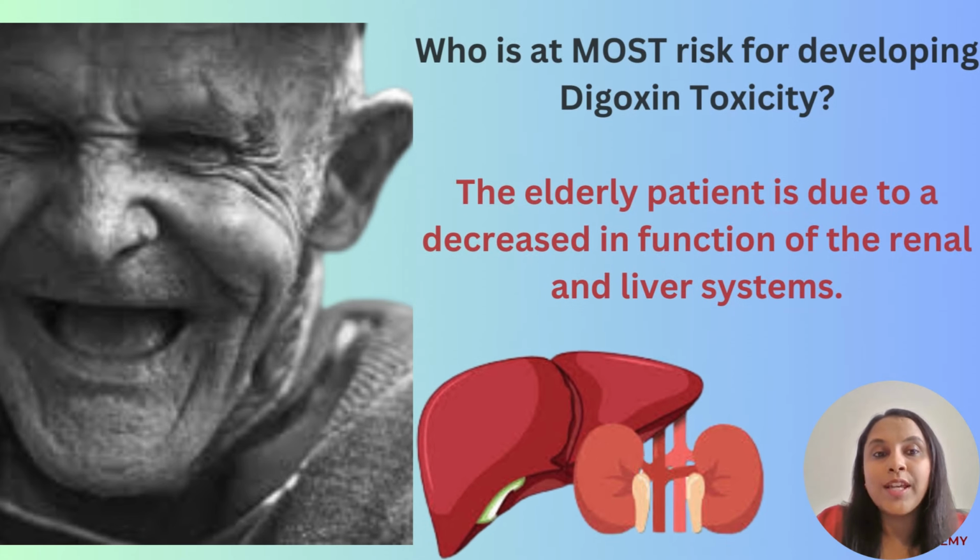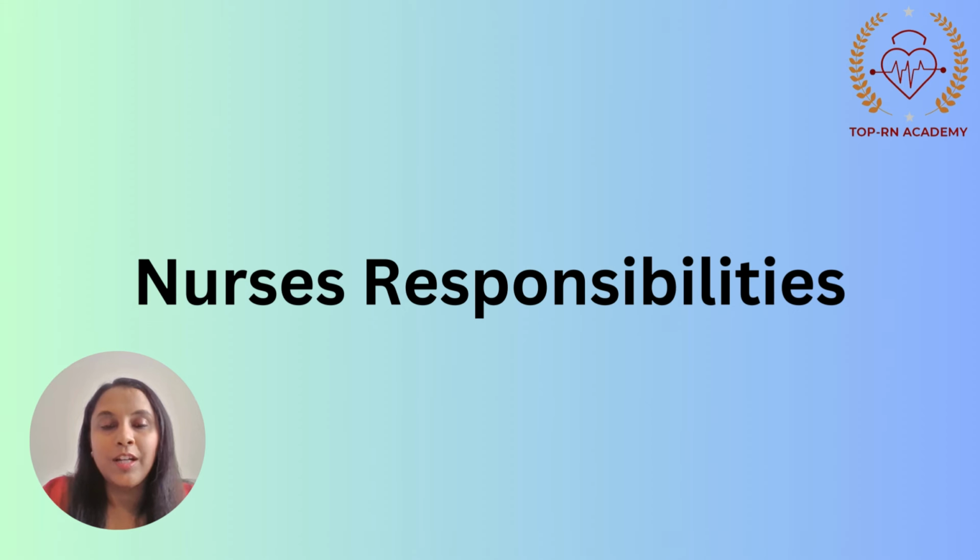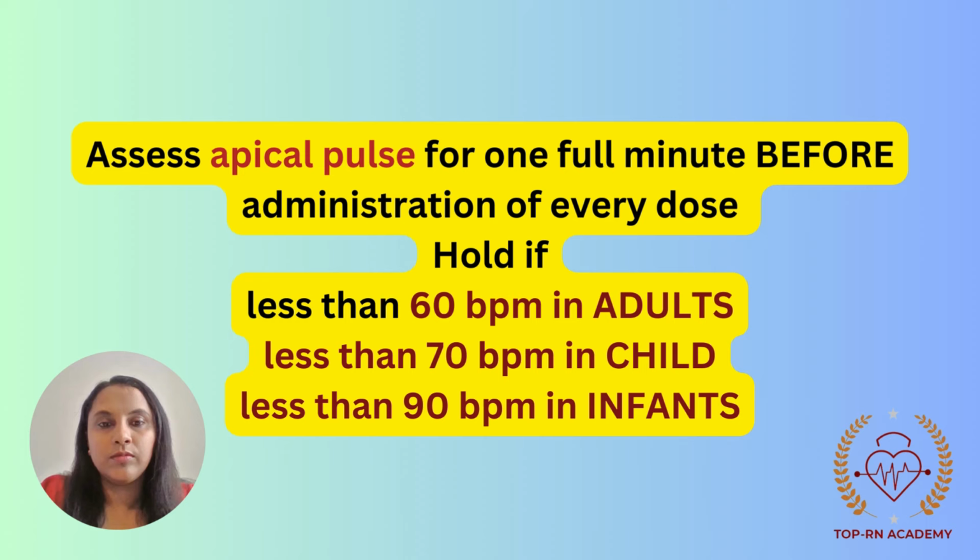Now, who is at most risk for developing digoxin toxicity? Yes, the elderly patients, because most of them may be having renal or liver function issues. As we know, drugs are metabolized in the liver and should be excreted through the kidneys. If they have a problem in the liver and kidneys, the digoxin will accumulate in the body and cause toxicity. Now let's move on to the last and most important part, nurses' responsibilities.